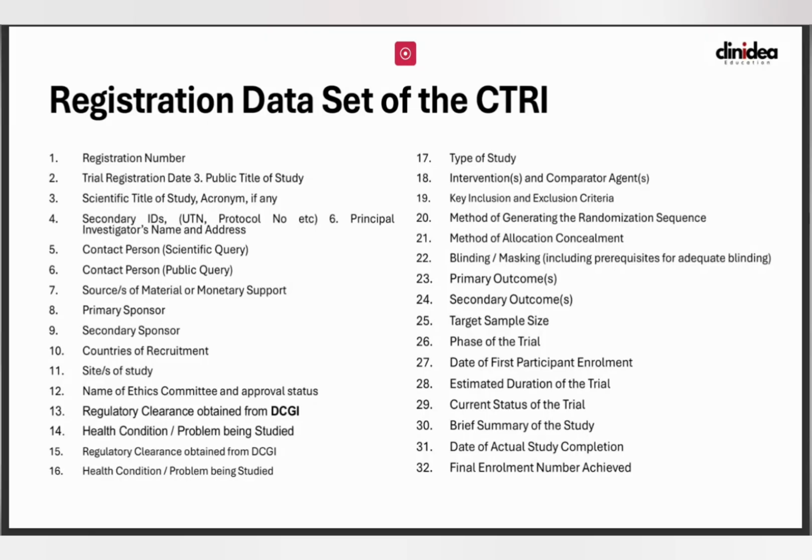Then comes regulatory clearance obtained from DCGI. So you have to mention whether the trial has received the approval from DCGI or not, because DCGI approval is required for many clinical trials in India. Even though it is approved by ICMR, for some of the trials DCGI approval is also mandatory. Then health condition or problem which is being studied. So what disease, which condition is being studied, that you have to mention.